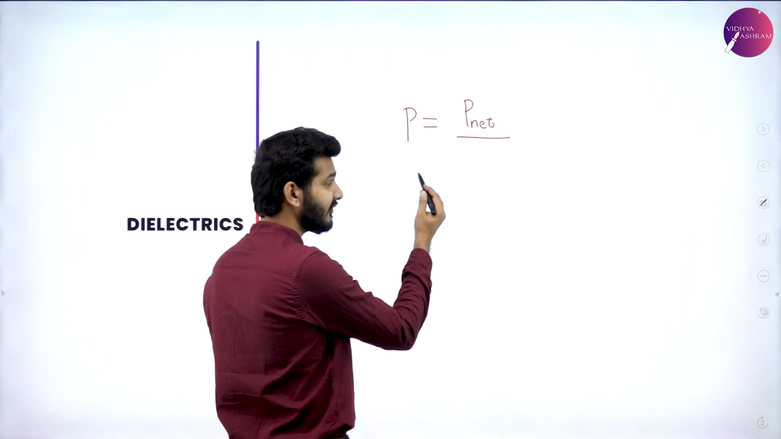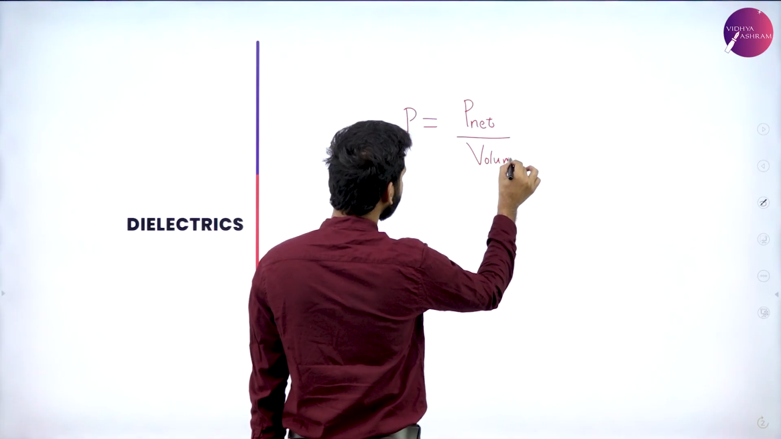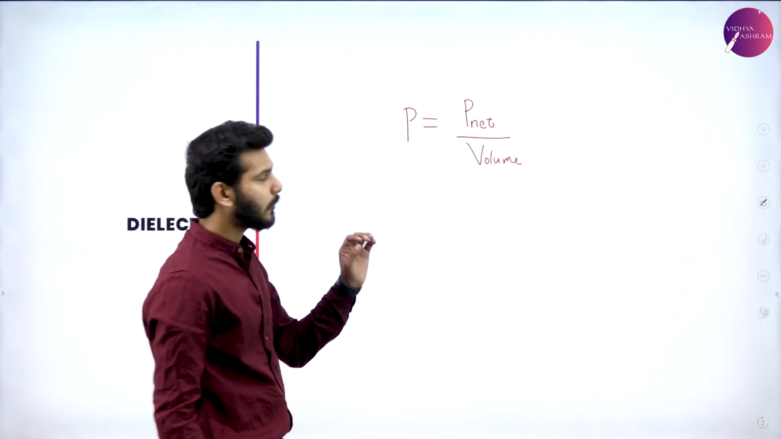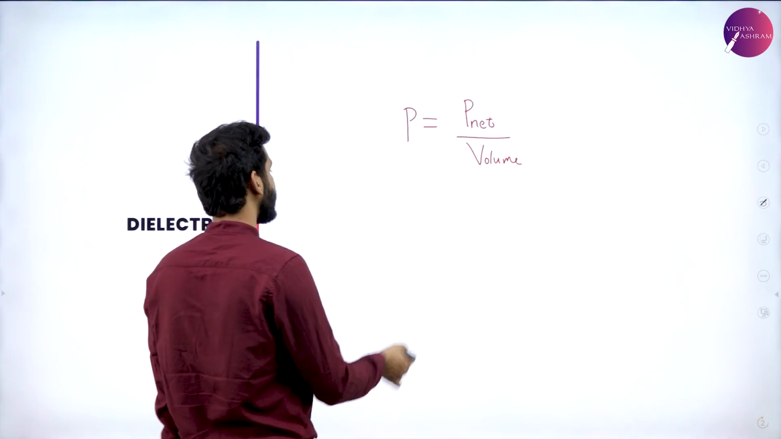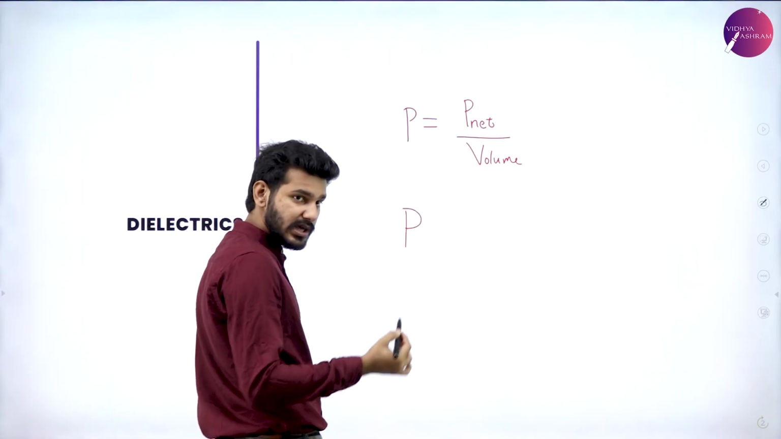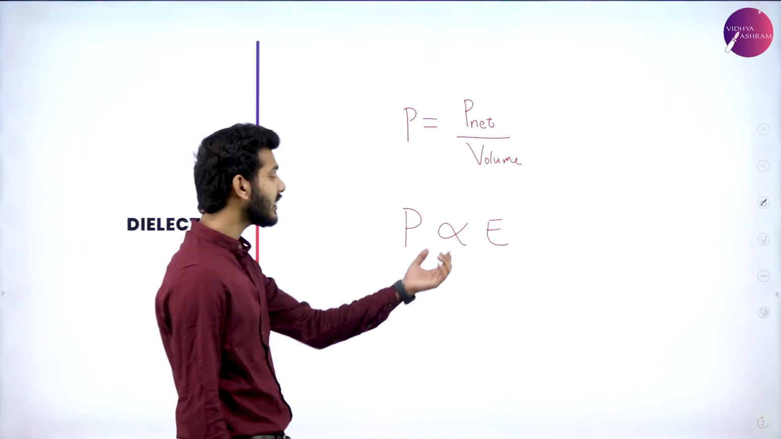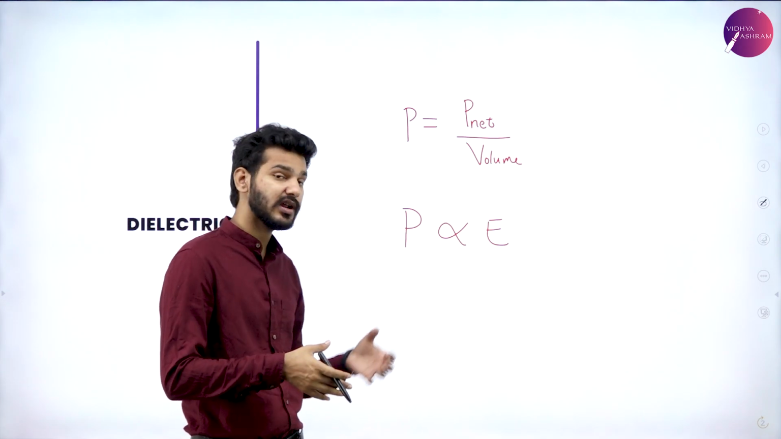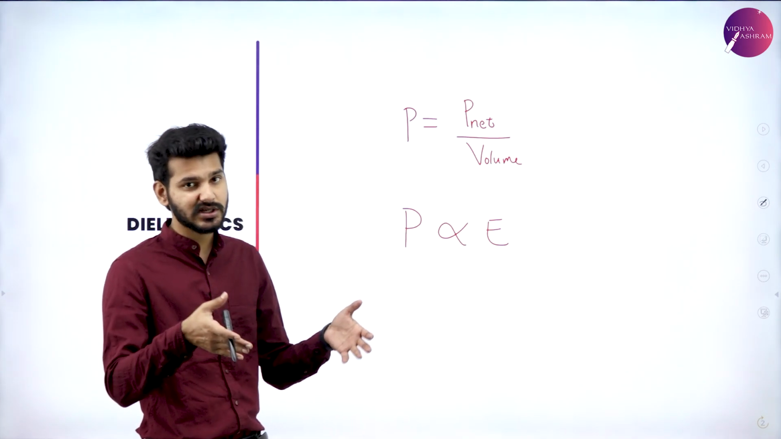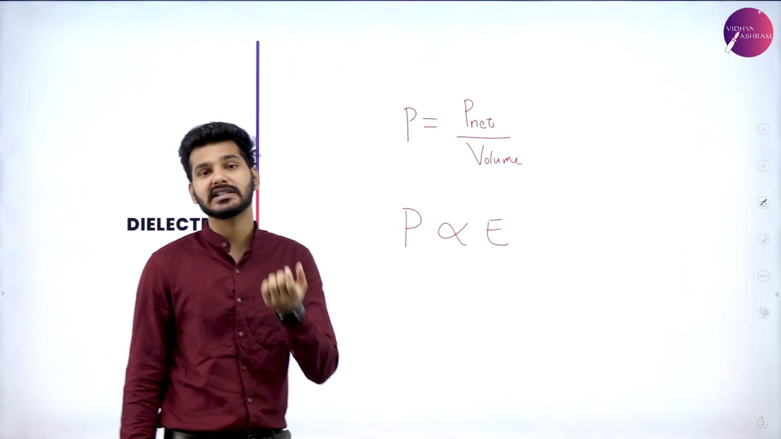And polarization can be summarized as such. So we can say that the net dipole moment divided by the total volume, that is P net by volume, will give you the total polarization. The only thing you have to remember is that polarization P will be directly proportional to the electric field applied. The more the electric field is being applied, the magnitude of electric field is increasing, which means that the polarization will also increase. Charge separation will increase. So we can say that polarization will be directly proportional to the electric field being applied.